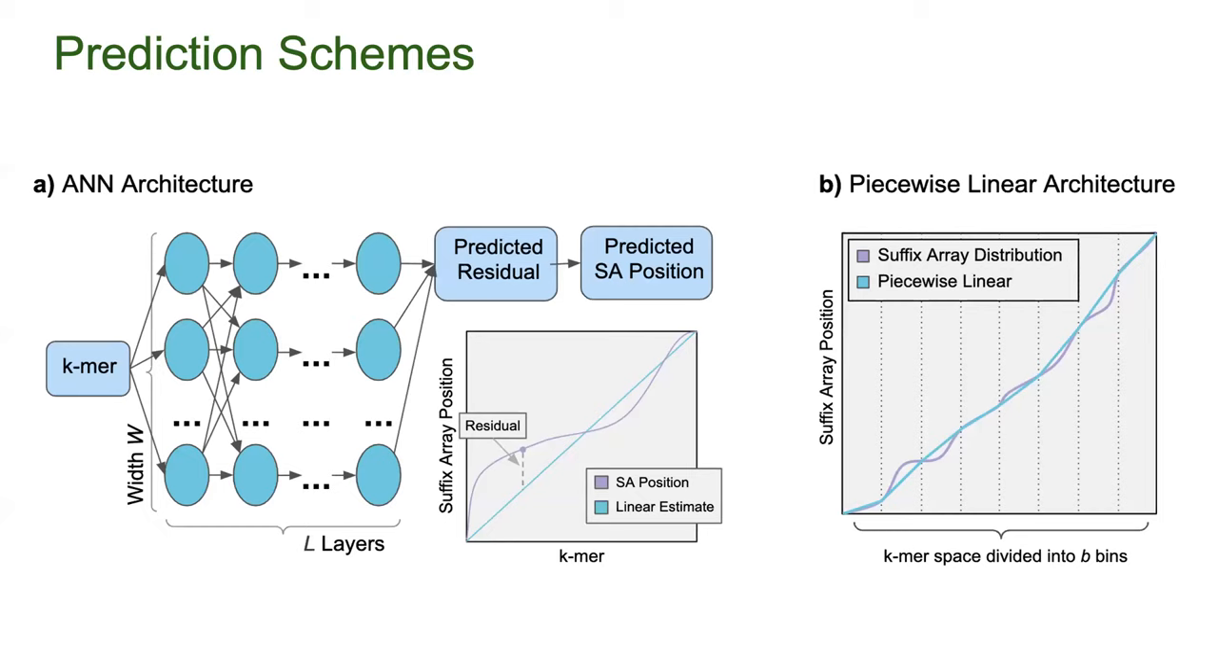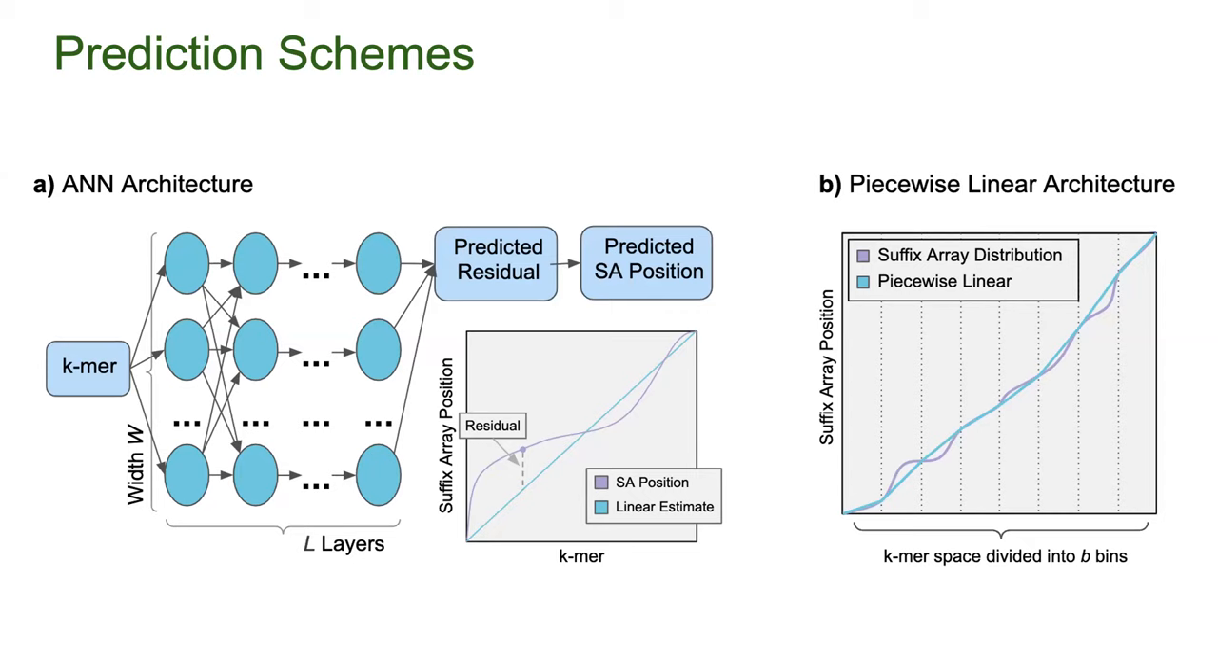We actually tried a few different strategies for making that prediction. One strategy was to use an artificial neural network that in practice can give you very good estimates as to where that sequence may lie, but in practice also brings with it pretty high memory requirements and pretty slow processing speed. In addition to an artificial neural network, we use something called a piecewise linear architecture, right? You have that pretty nice simple curve derived empirically.